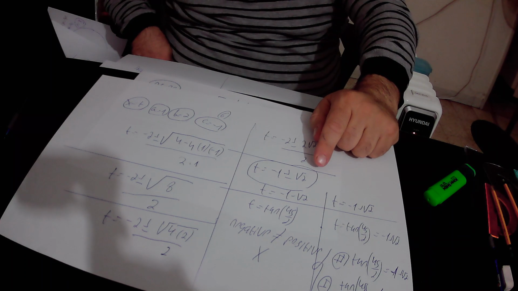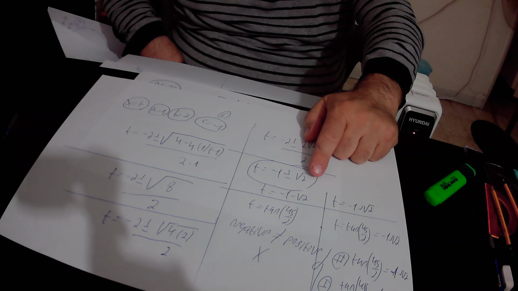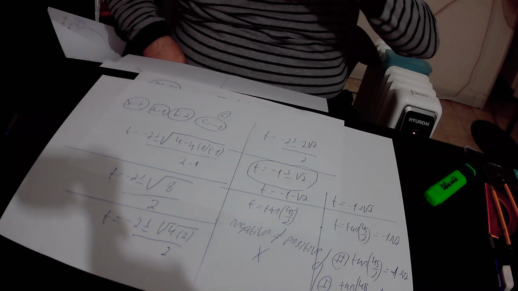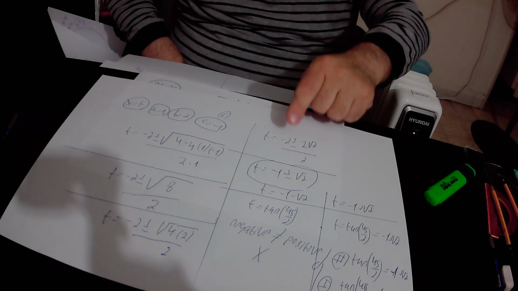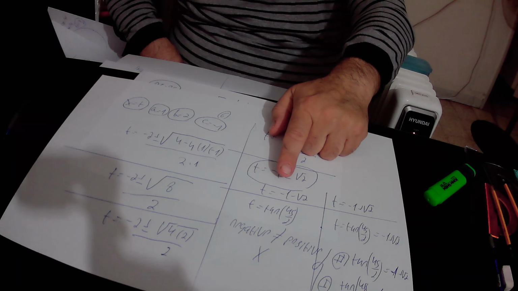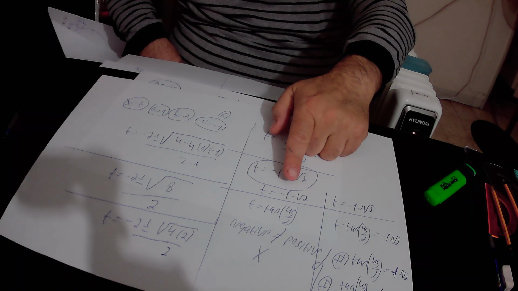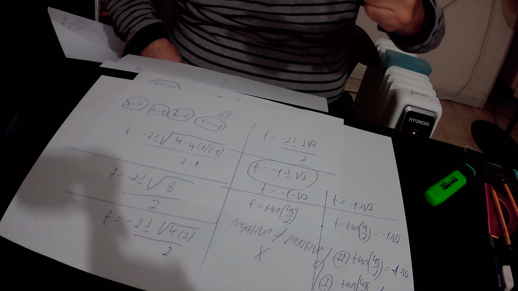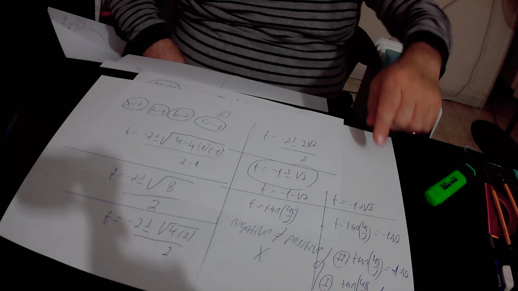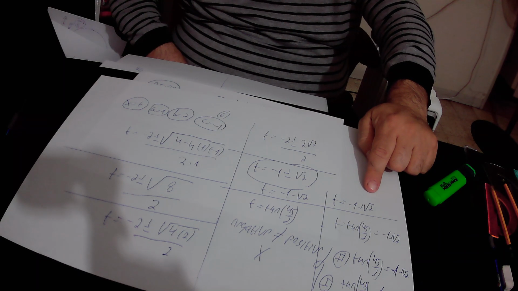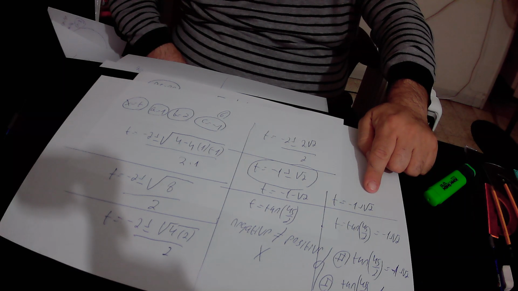According to the first solution, t equals minus 1 minus square root of 2. Minus 1 minus square root of 2 is a negative number. But according to our definition, t equals tangent 45 over 2, that is a positive number. A positive number can never be equal to a negative number. So we cancel this solution, and we are left only with the second solution that is possible for t, that is t equals minus 1 plus square root of 2.